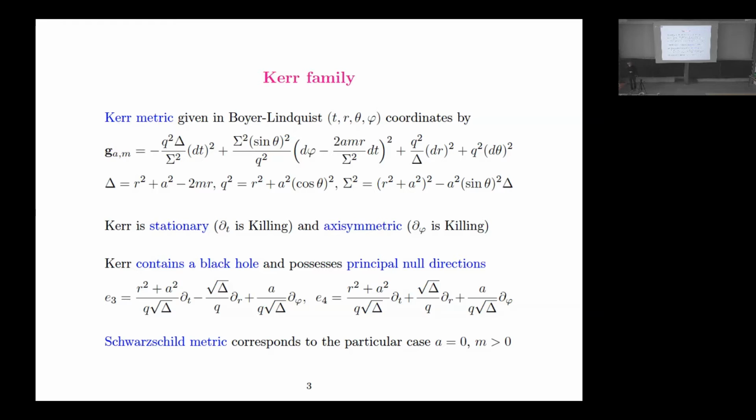Okay, and finally, let me mention a last property, which will play actually an important role. It's the fact that the Kerr solution possesses a distinguished pair of null vectors. Okay, so in the talk, I will always consider null pairs. So e3, e4 will be two null vectors.